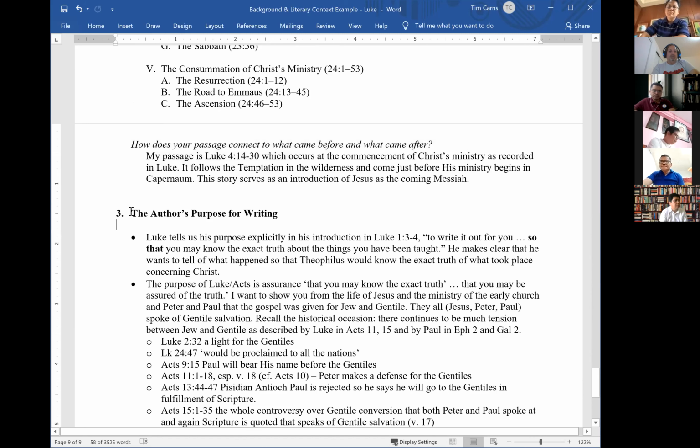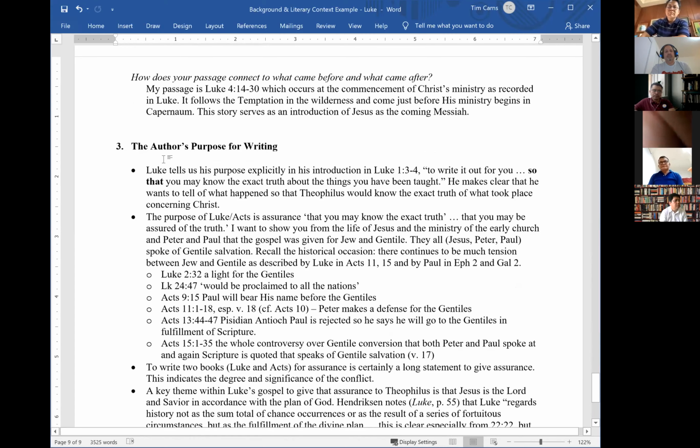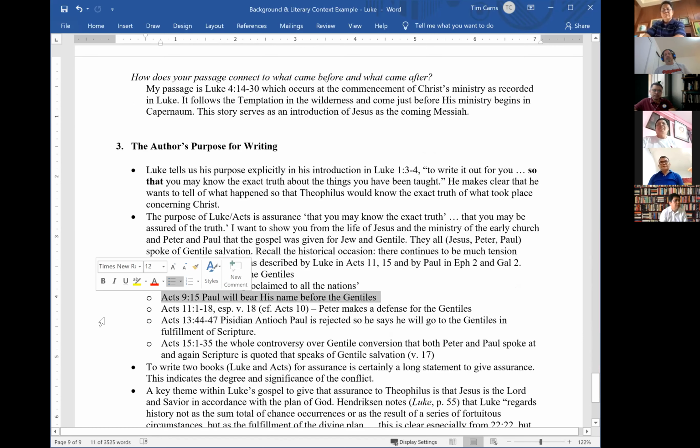And then the third step is, what is the author's purpose for writing? Now, Luke also gives his explicitly, so I write it down, and then I make a few comments about it as well. So just do that for John. Identify where he gives the purpose of writing a book and what he's trying to accomplish from his book.